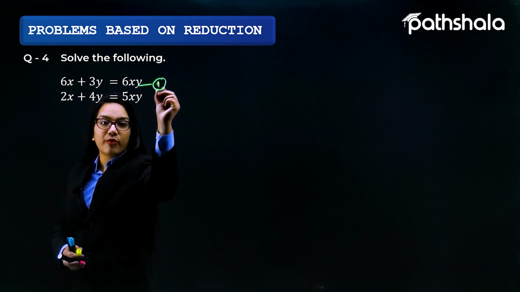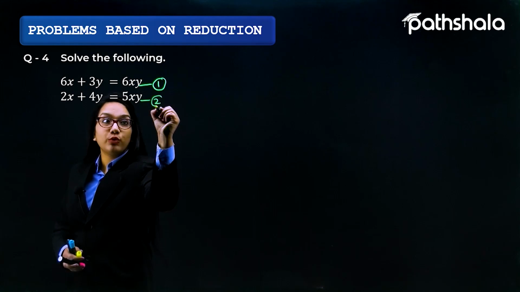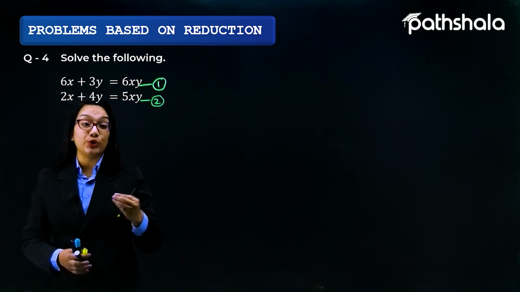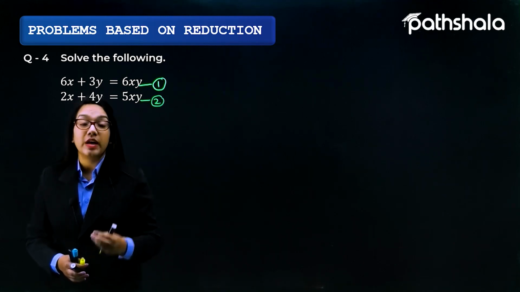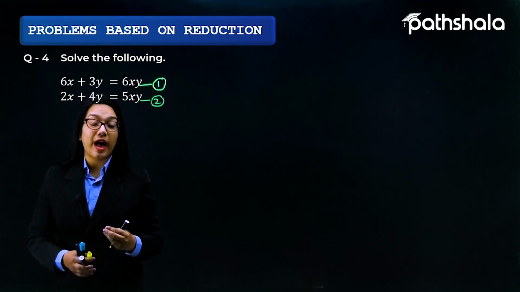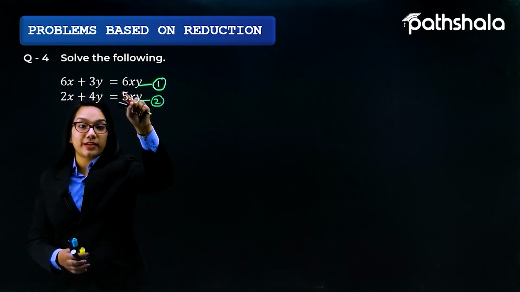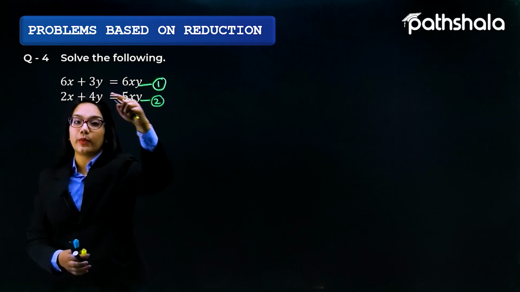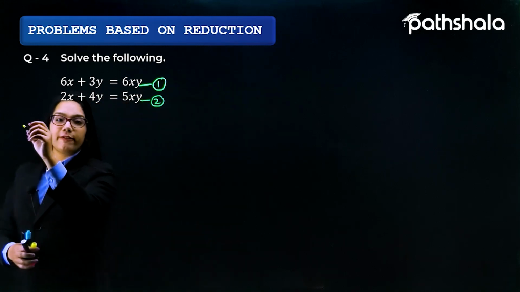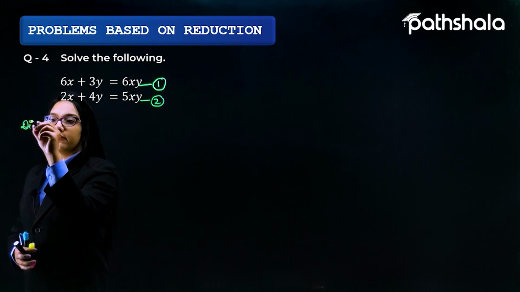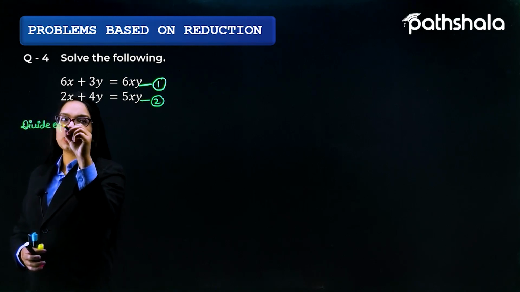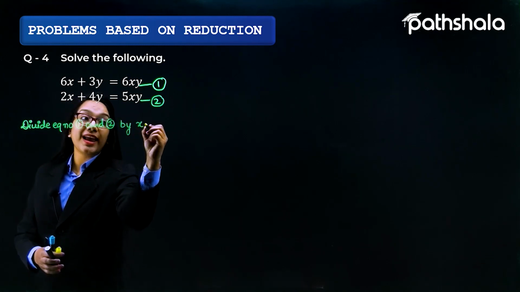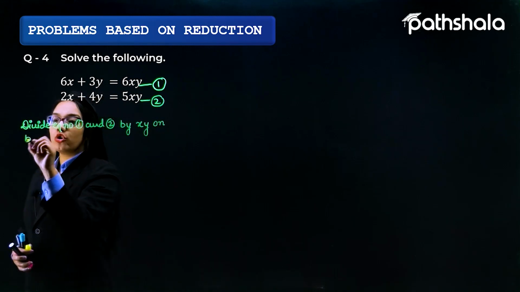So for such a type of question, we have to divide all the equation by the variables x into y. Always remember whenever we have such type of equation in which the variables are present in such a manner that they are multiplying all together in this particular formation, then we have to divide the whole equation by x, y. So the very first step would be like divide equation number 1 and 2 by x, y on both sides.